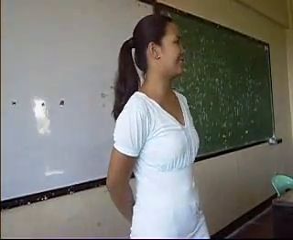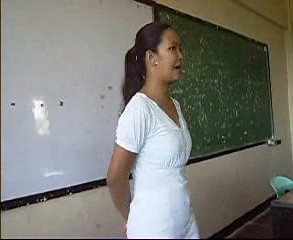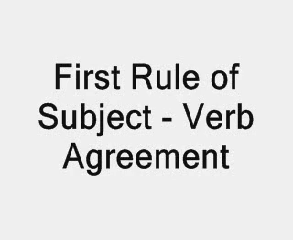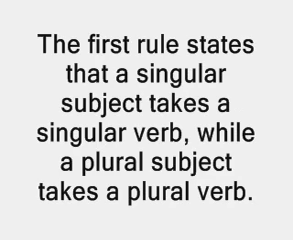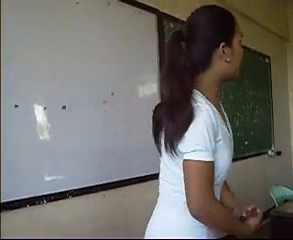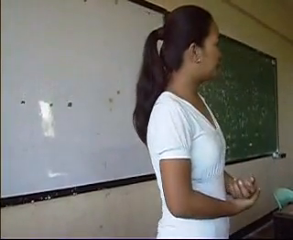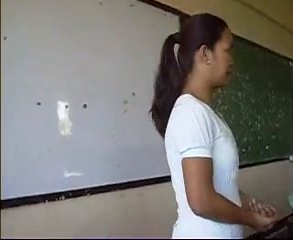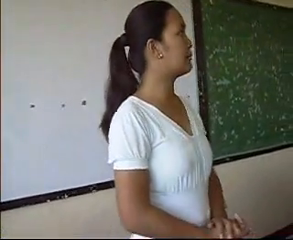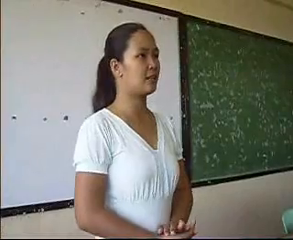The first rule states that a singular subject takes a singular verb, while a plural subject takes a plural verb. Now we already have the background of rule 1 about subject-verb agreement. Now I will cite some examples for further understanding.